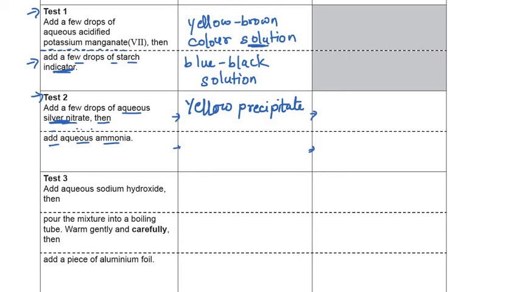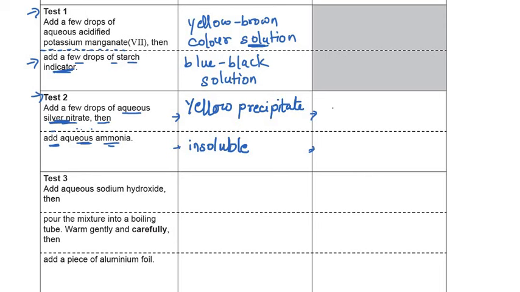Now it says add aqueous ammonia. So in this yellow precipitate itself, add aqueous ammonia. But then we knew that if we add excess of aqueous ammonia, the precipitates remain insoluble. So we can just write insoluble, that is, the precipitates remain insoluble.